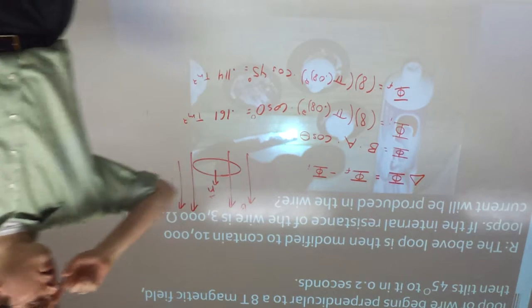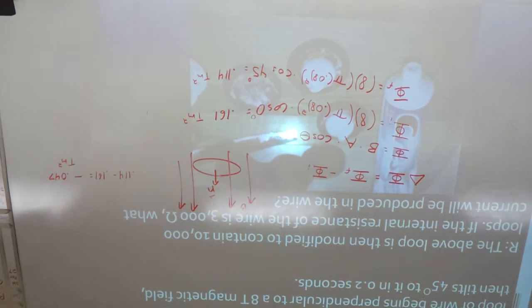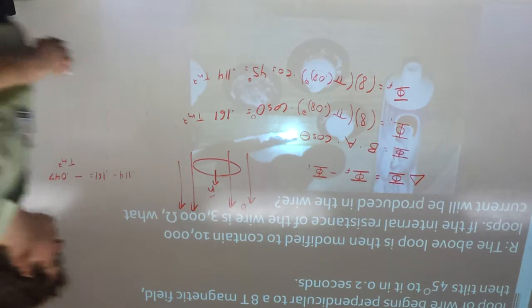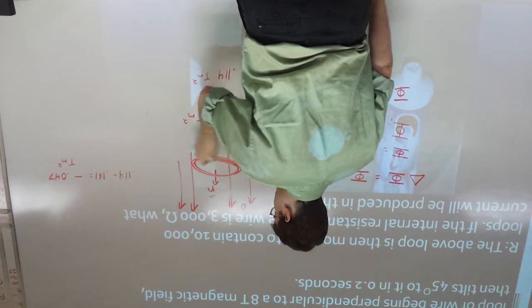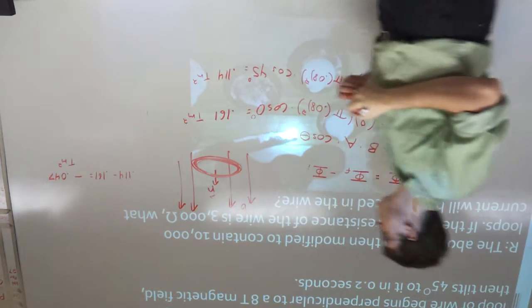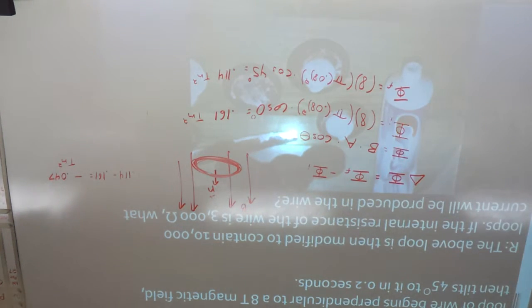All right, let's try part B. The above loop is then modified to contain 10,000 loops. So I've drawn 1, 2, 3, 4, 5, 6. 10,000 loops. If the internal resistance of the wire is 3,000 ohms, what current will be produced in the wire?